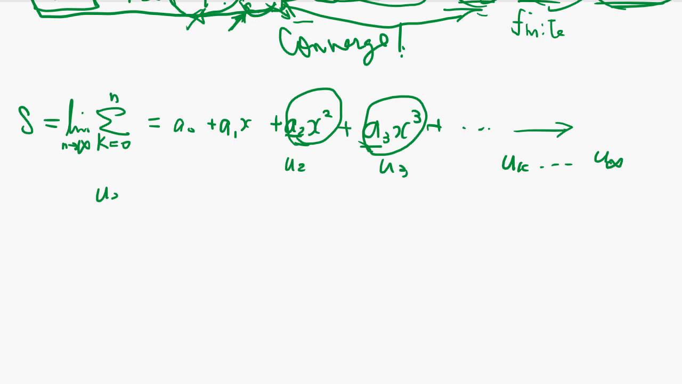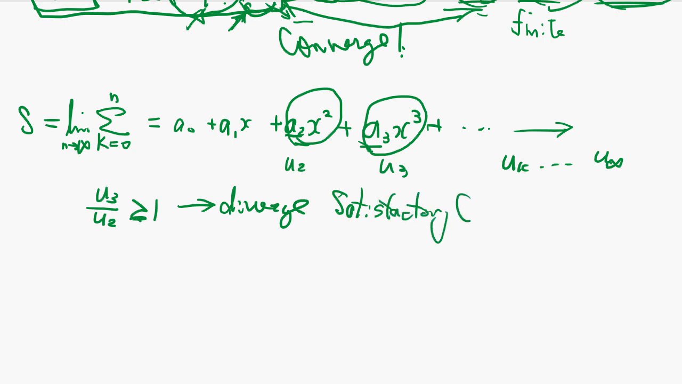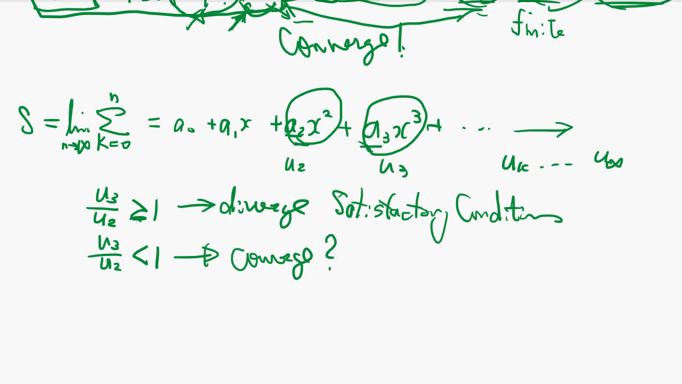You can tell that if this ratio u(k+1) over uk is more than 1, definitely this diverges, right? Even if it is 1, it's going to diverge, because you are not getting smaller, and you add an infinite number of something not getting smaller, so it's going to diverge. This condition is a sufficient condition. Okay, how about if it gets smaller? What happens? Does it converge? Well, actually, we do not know.